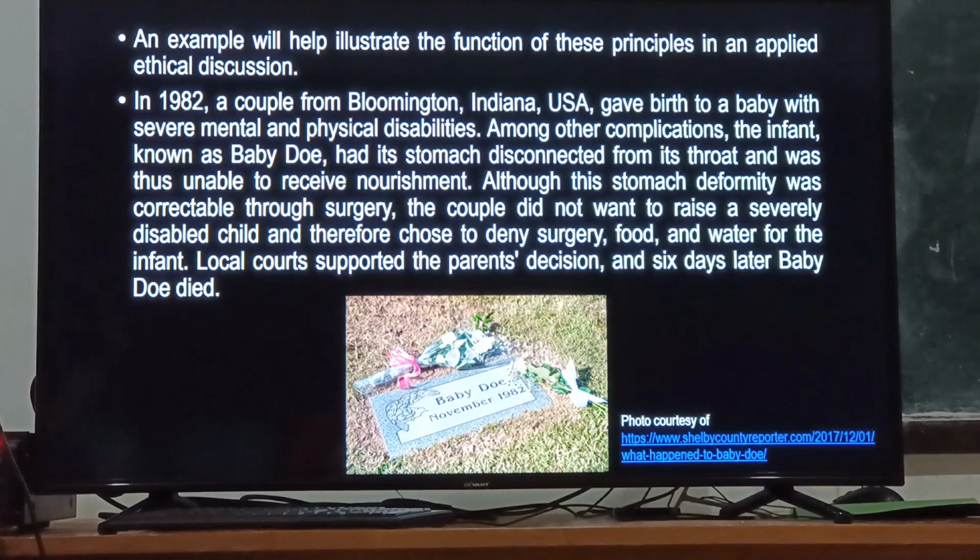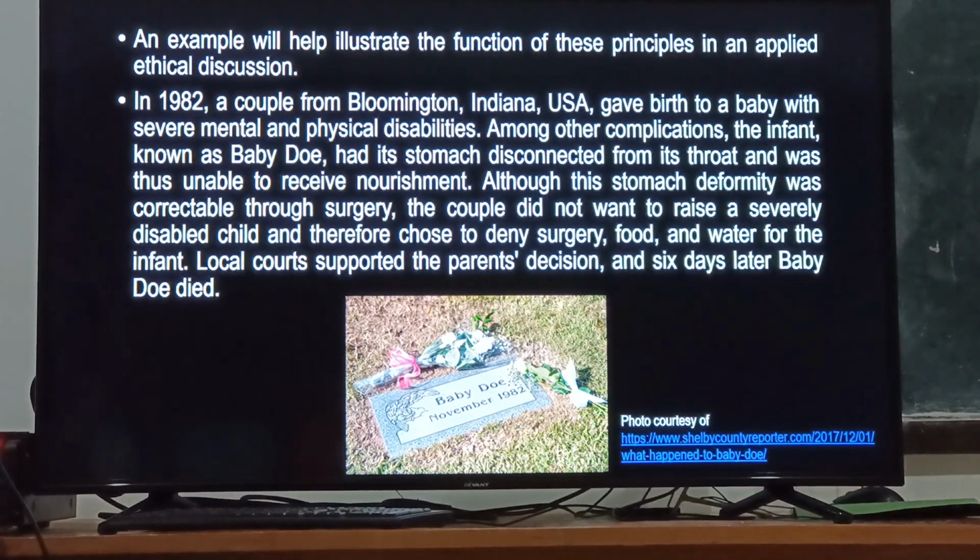to receive nourishment. Although this stomach deformity was correctable through surgery, the couple did not want to raise a severely disabled child and therefore chose to deny surgery, food, and water for the infant. Local courts supported the parents' decision, and 6 days later, Baby Doe died.